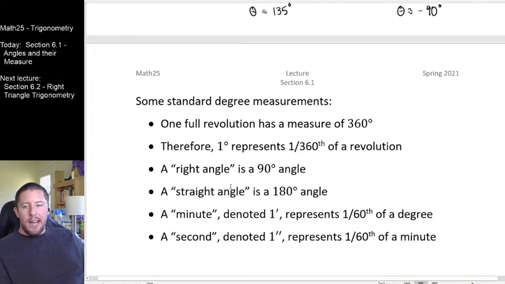So just some standard angles that we should all know. I'm assuming that mostly everybody is down with these. If not, these are pretty simple. One full revolution, one way all the way around, 360 degrees.